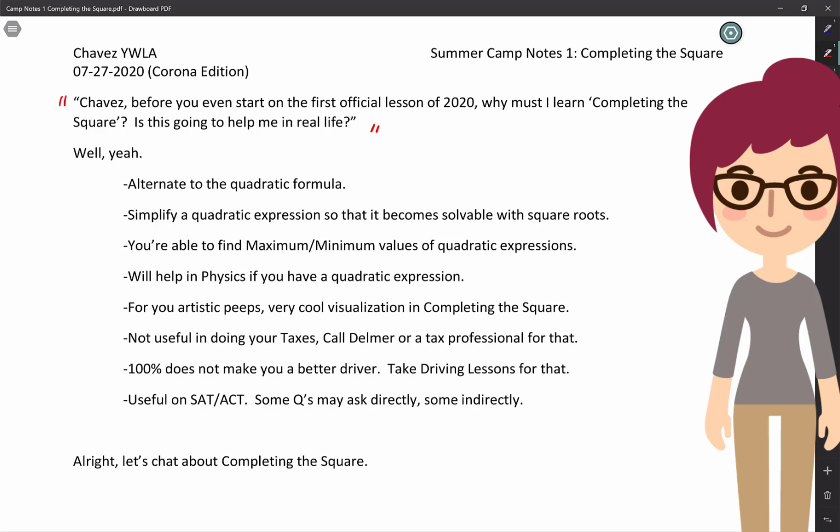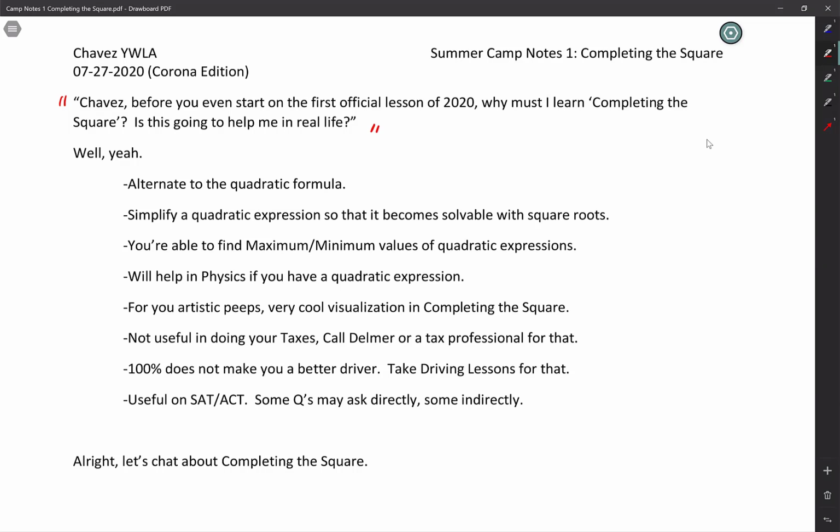Well, yeah, guys. You are all taking the SAT and ACT, and it definitely comes up there. It will also help you in physics when you're doing particle motion, and there's some particle that is falling, and the expression that details how it's falling is a quadratic. It's an alternate form of the quadratic formula, so it's used to simplify quadratics. Of course, you can use the quadratic equation as well. You're able to find the max and mins because you can always turn a quadratic expression into vertex form, which is really the same thing as completing the square. We'll probably talk about that tomorrow, maybe. And we already talked about how it helps in physics.